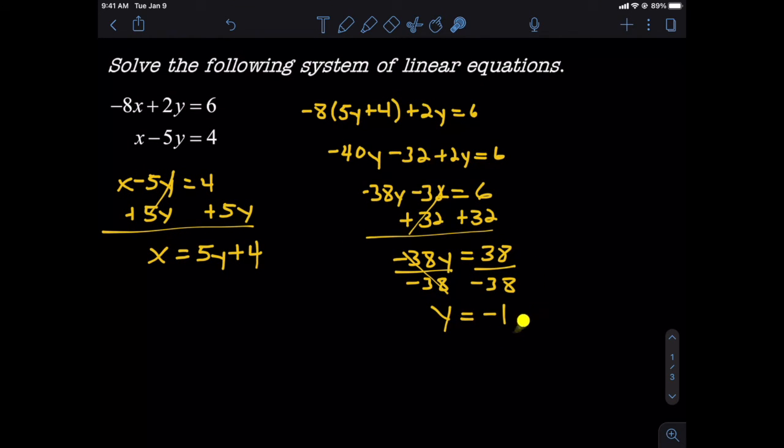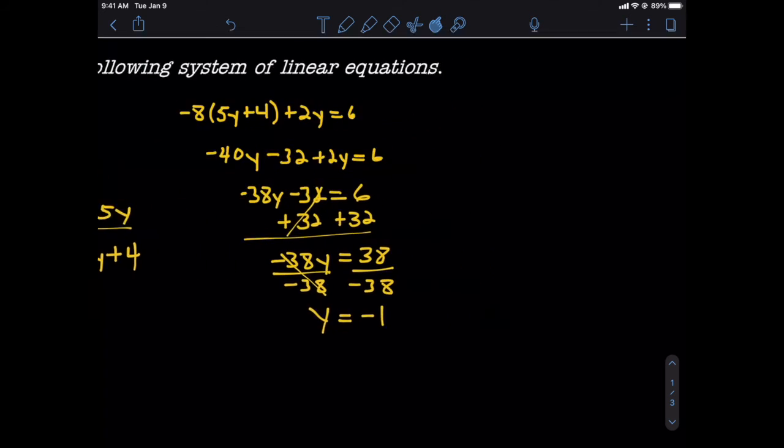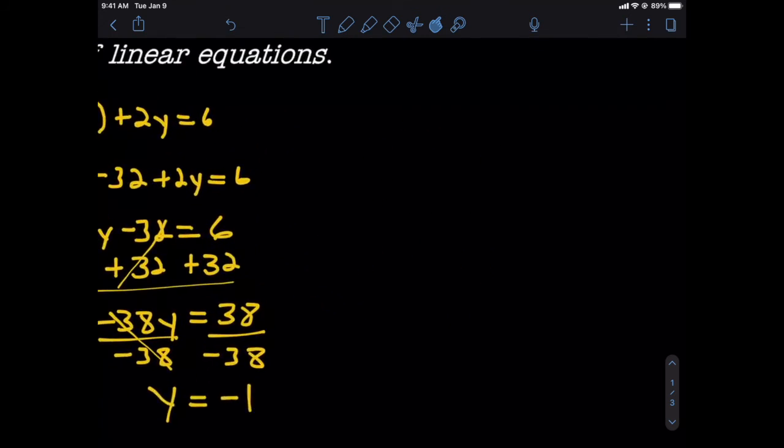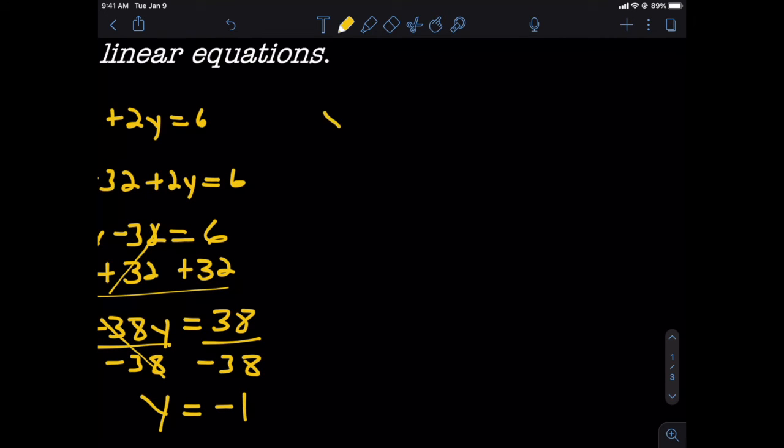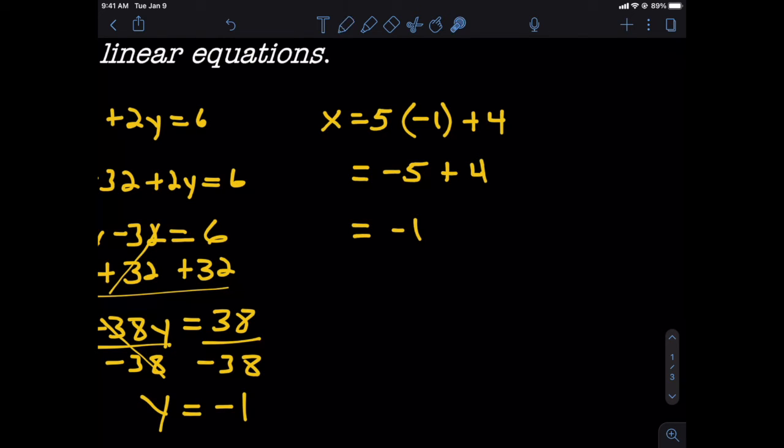Let's take this negative 1 right here, plug it into this equation over here, and that's going to get us the rest of our answer. So here goes nothing. We're going to get x is equal to 5. We're plugging in that negative 1 for y, and then we have plus 4. 5 times negative 1 is equal to negative 5 plus 4. We add those two together, and that's going to give us an x of negative 1 as well.